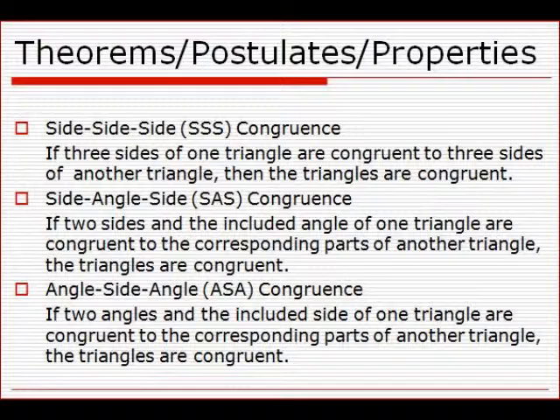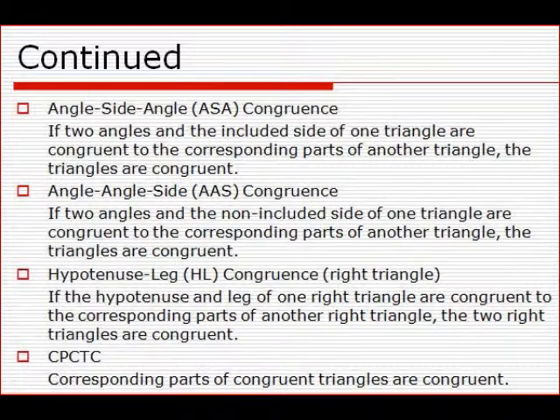If 2 angles and the included side of one triangle are congruent to the corresponding parts of another triangle, the triangles are congruent. Angle-angle-side. If 2 angles and the non-included side of one triangle are congruent to the corresponding parts of another triangle, the triangles are congruent. Hypotenuse-leg congruency for a right triangle. If the hypotenuse and leg of one right triangle are congruent to the corresponding parts of another right triangle, the 2 right triangles are congruent.